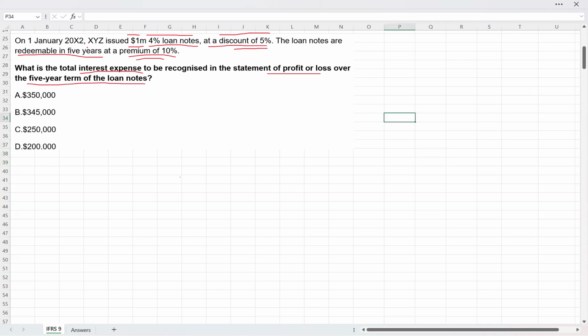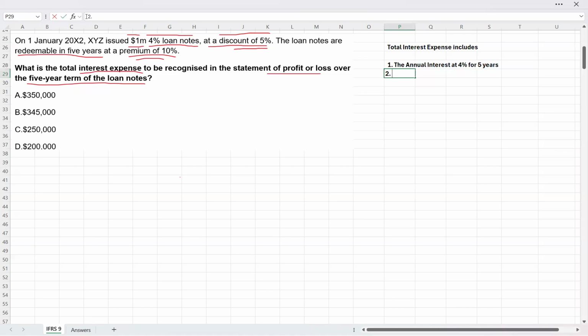So we say the total interest expense includes the annual interest of 4% for 5 years. Every year for the next 5 years, we're going to pay them an annual interest. That's the first thing. The interest expense involves these three things. So the first one is the annual interest.